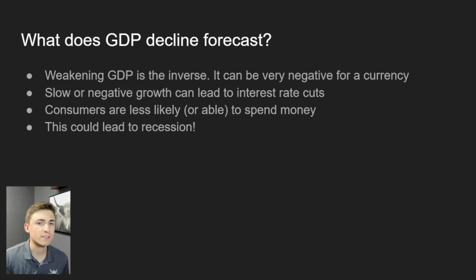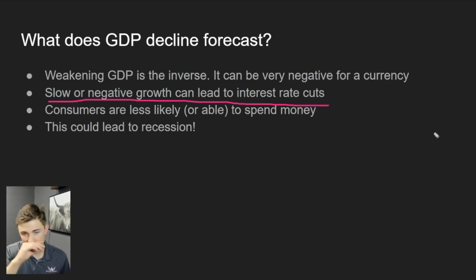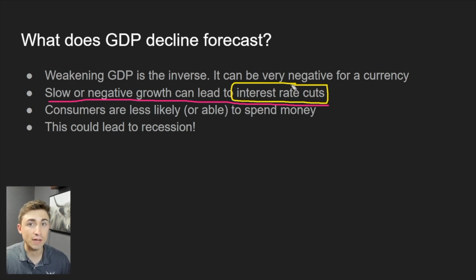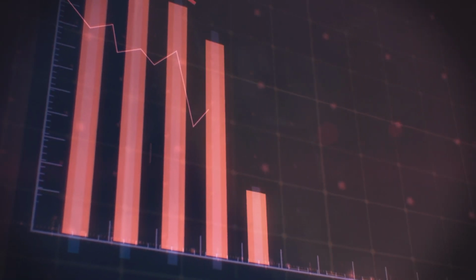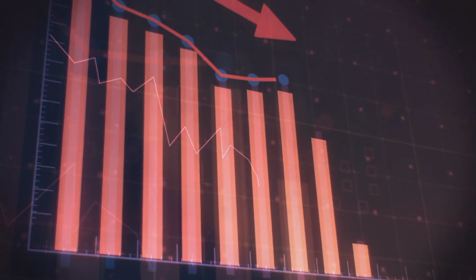Weakening GDP is the exact opposite or inverse effect, and it can be very negative for currencies that have declining economies. Slower negative growth can lead to interest rate cuts. Okay, again, the key word here is interest rate cuts. If your central bank cuts interest rates, that is almost certainly going to cause the valuation of your currency to decline to a degree. The reason for that is that foreign investment is not so attractive.